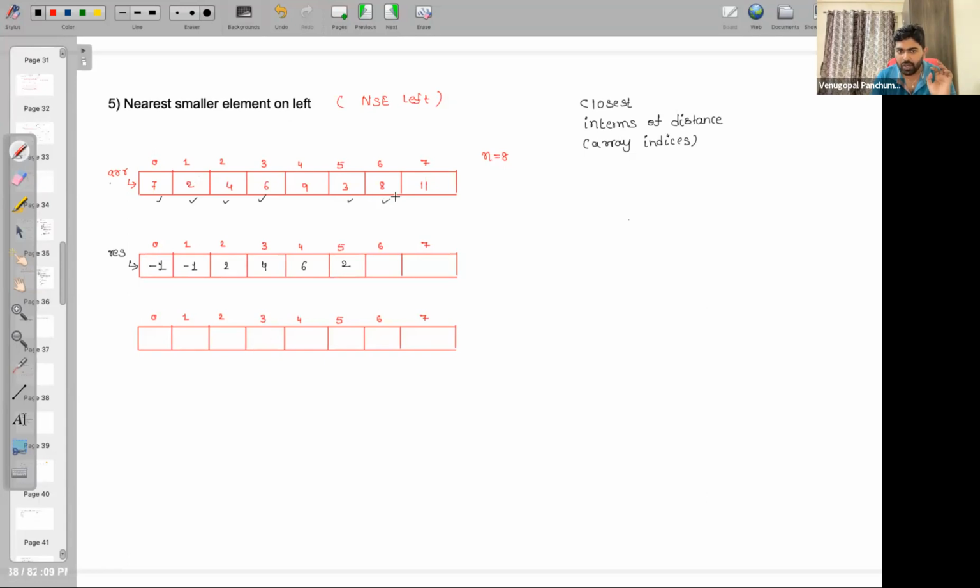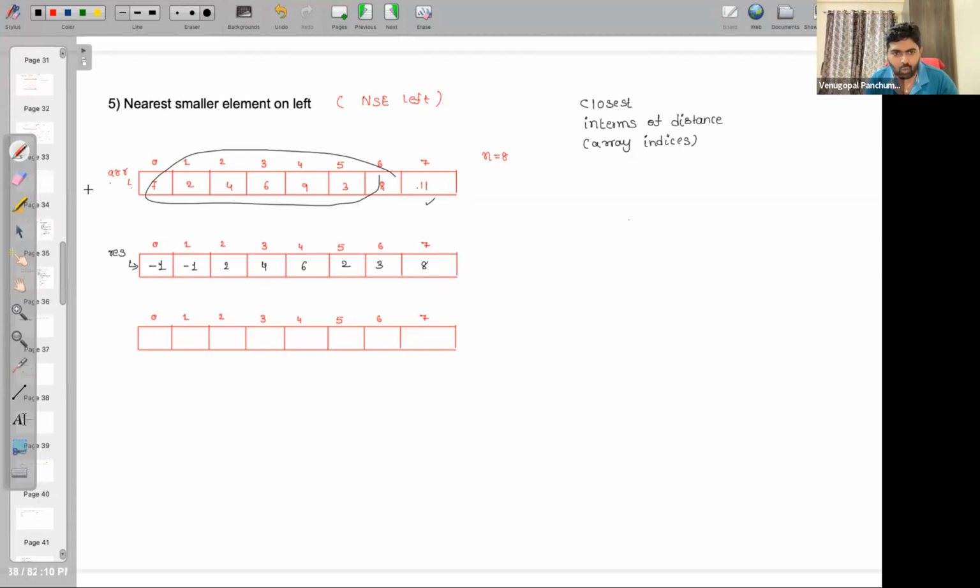What about 8? See its left side. Find out all smaller elements. Among that, which is near, you need to take. So that is 3. What about 11? To this 11, all these elements are smaller, but the closest one is 8 in terms of distance. So 8. You can call it the first smaller element on the left also.